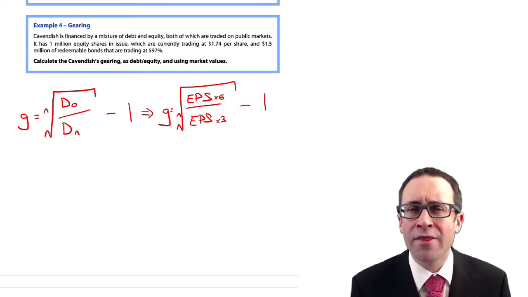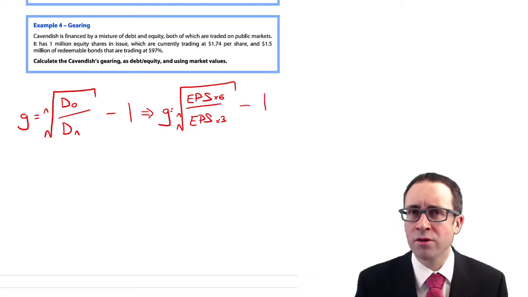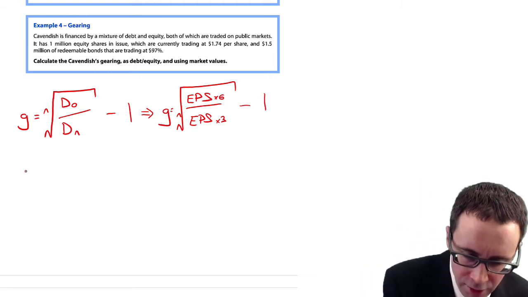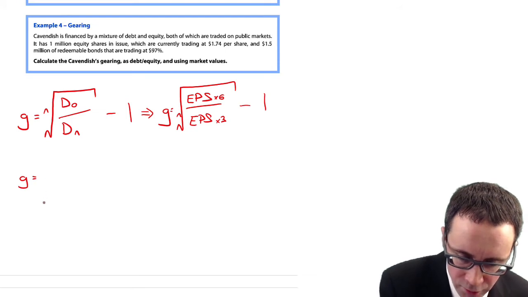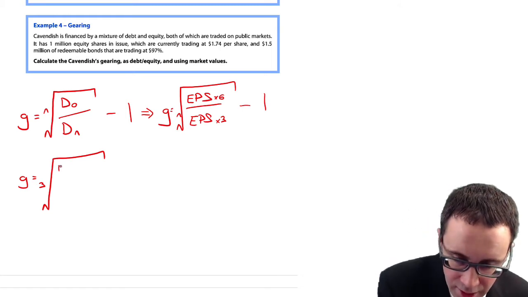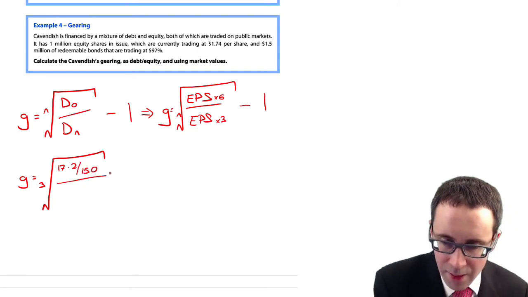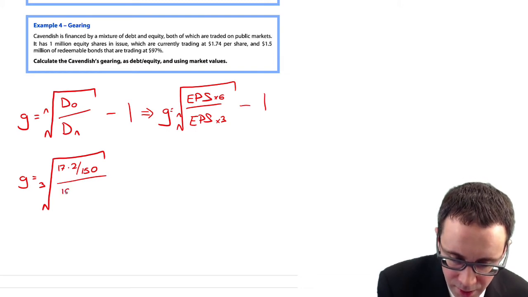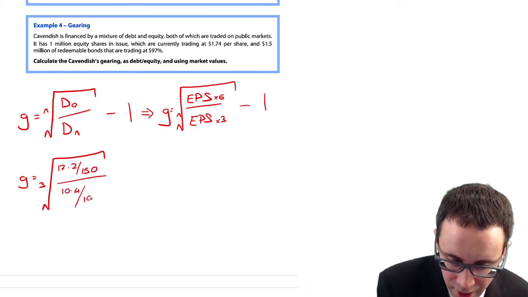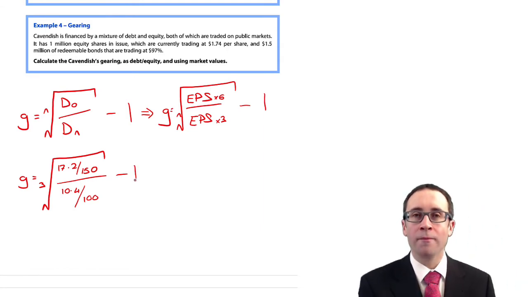So what did you get? I think the answer is about 3.3%, if memory serves me right, is your average compound growth. Your growth rate is the nth root, so N was equal to 3, wasn't it? Your dividends per share in X6 was 17.2 over 150, and then in X3 it was 10.4 divided by 100. Okay, and then subtract 1.